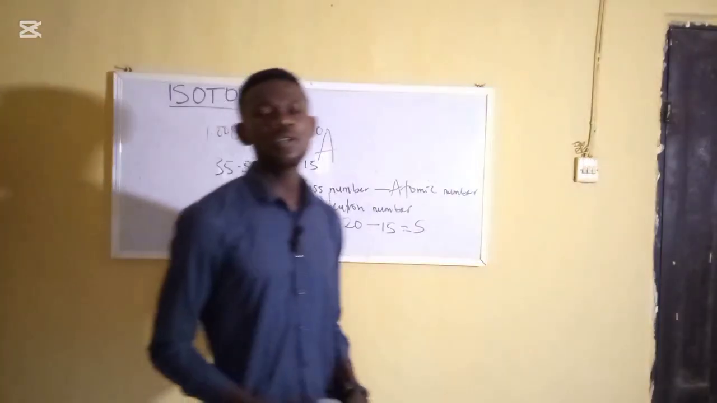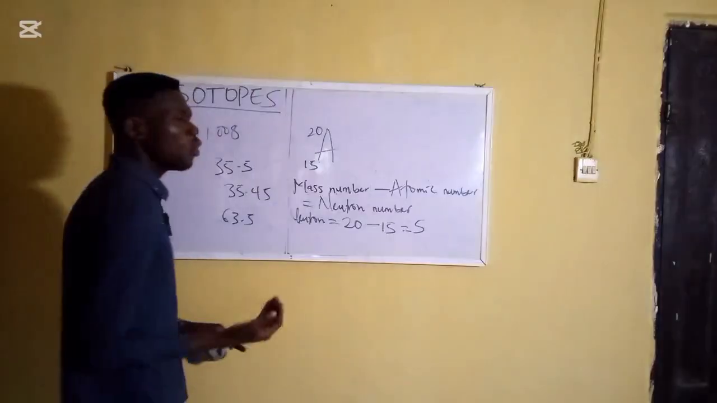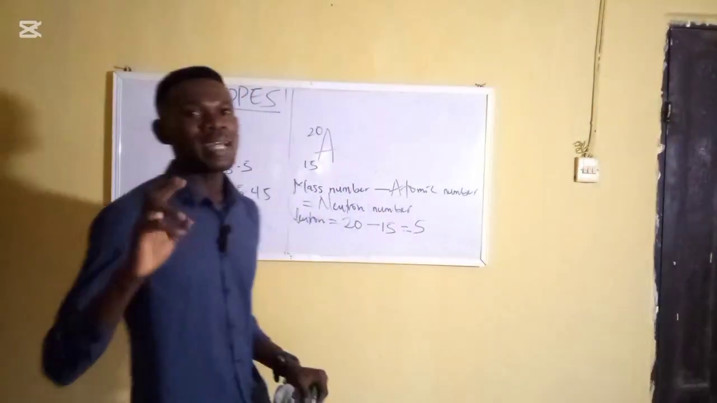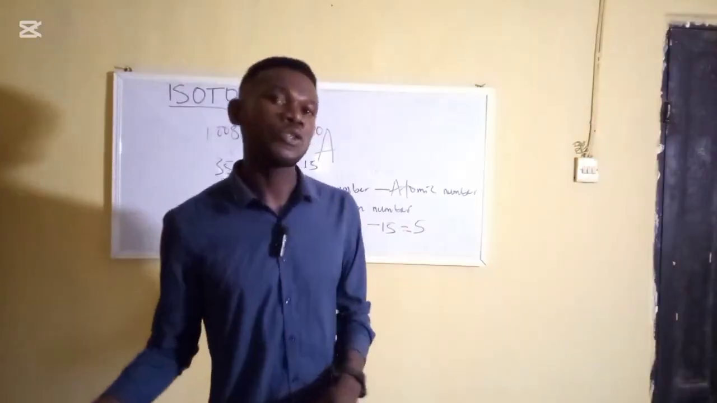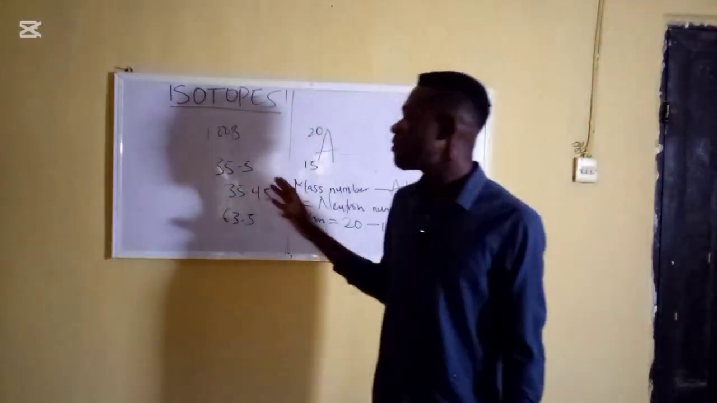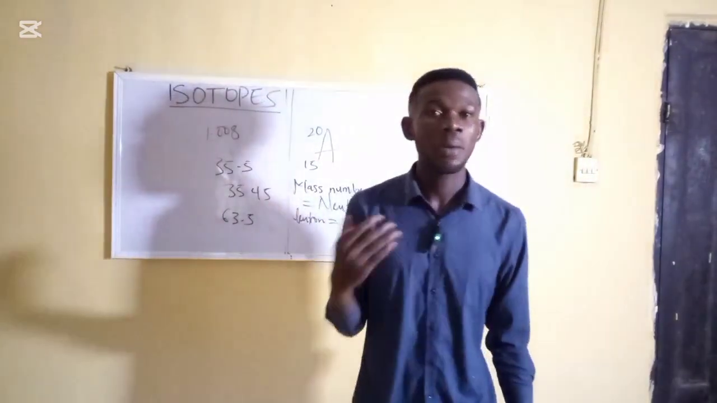So when you see relative atomic masses of elements having decimals, what does that imply? That means that that element is isotopic in nature. What do I mean? It means that that element has several atoms that have different mass numbers.